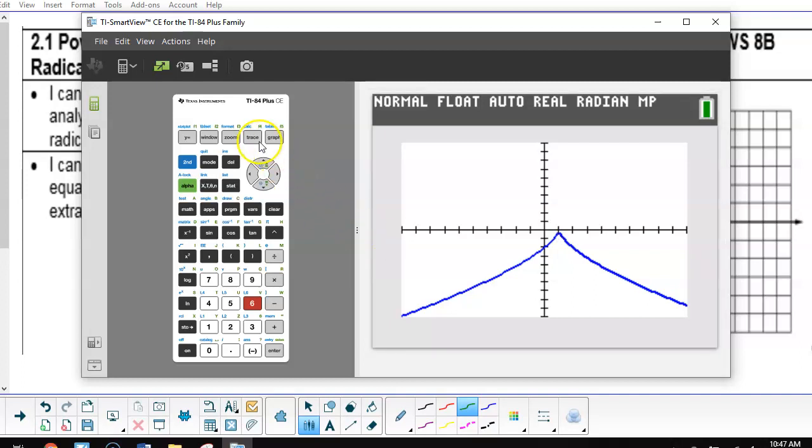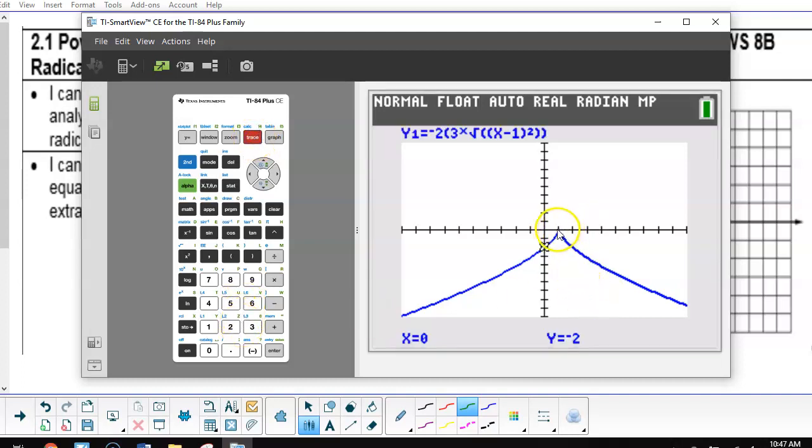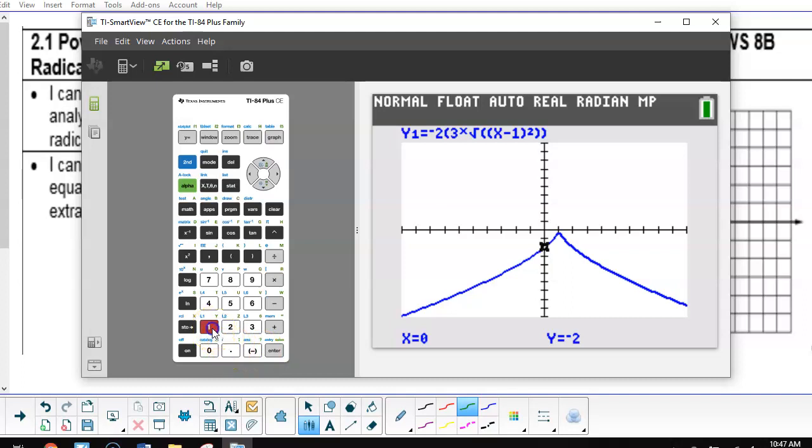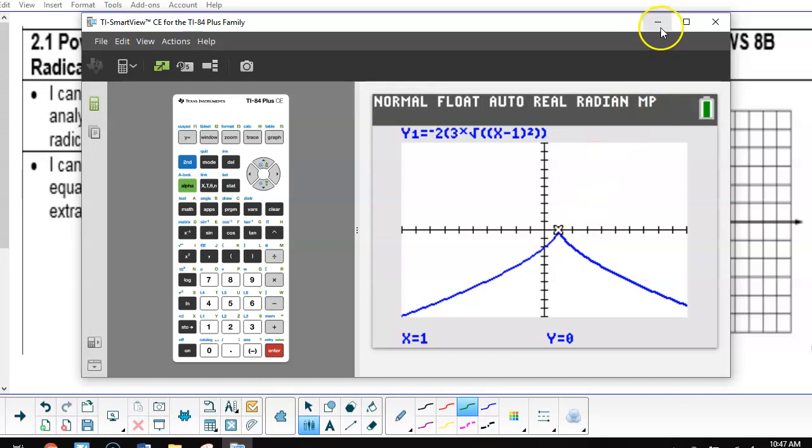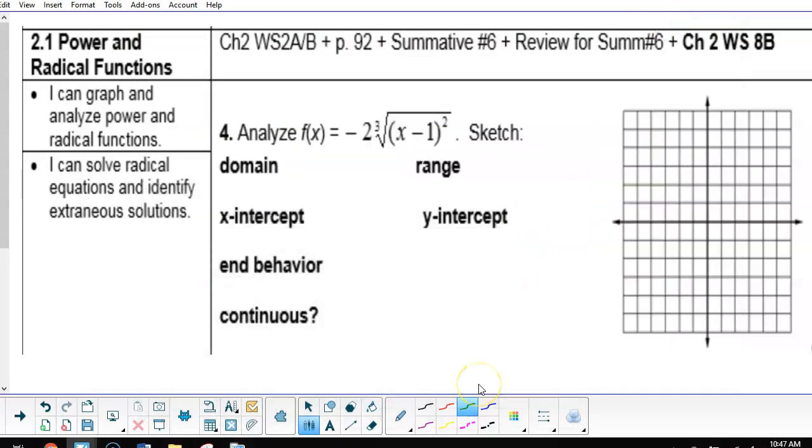Okay? If we trace, what does that x value look like? If we put in trace 1, enter, does it say it's touching? Yes. Or if you found a max right there, it would be touching. Okay? So it was touching at 1.